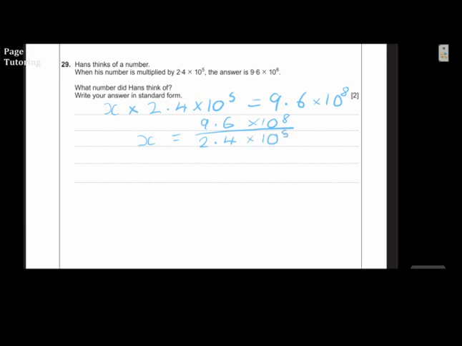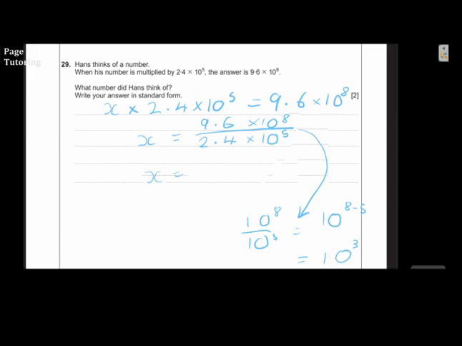So how do we do that? When we're dividing numbers that have indices, so 10 to the 8 by 10 to the 5, we'll do that separately. 10 to the 8 divided by 10 to the 5 would equal 10, and then that top number 8 minus the bottom number 5. So the final answer would be 10 to the 3.